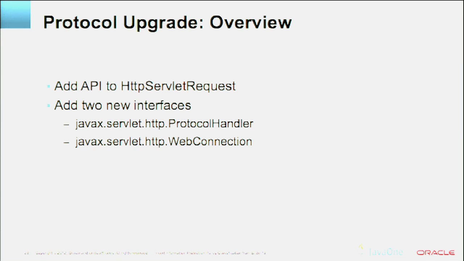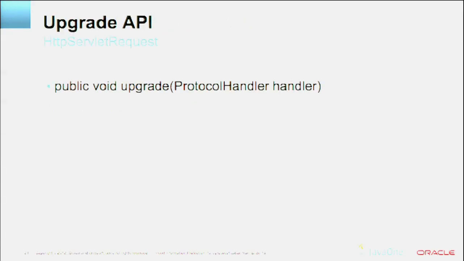And again, we introduce some new classes, and we also add some API to existing classes. We will try to take a look at this. Now, for the HTTP servlet request, we only add one new API. It's called upgrade. So when you call upgrade, you will pass in a protocol handler. The protocol handler will basically handle all the protocol that you need to process. And I will say more about this later.